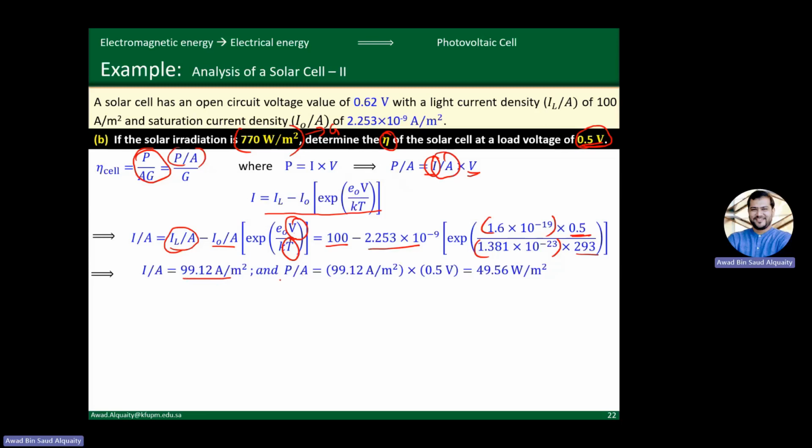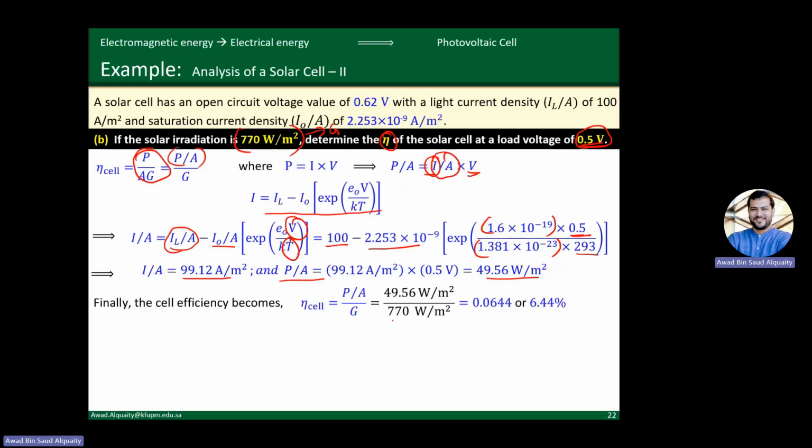Based on this, we can calculate the power density as the current density times voltage, which comes out to be 49.56 watt per meter square. Now, once we have this, we can substitute it in the formula to get the cell efficiency as the power density divided by the solar flux, and the efficiency is about 6.44%. Rather small, but okay, it's for the information that we have been provided.